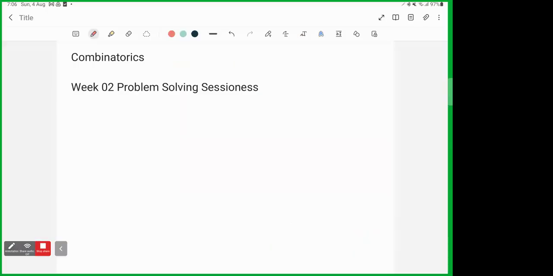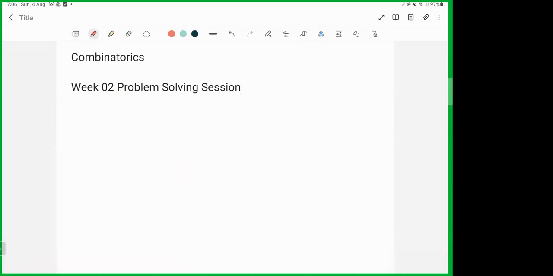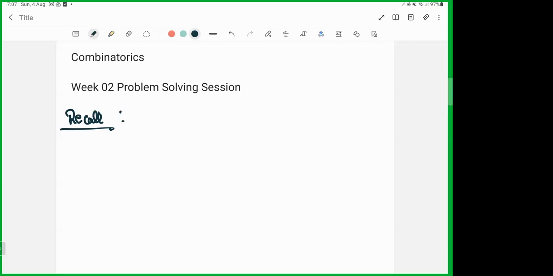You can see this combinatorics week 2 problem solving session screen, right? Okay, so let's quickly recall whatever is done in this week. How to decrease the size? Okay, fine. Let's look. So recall what is done in this week.